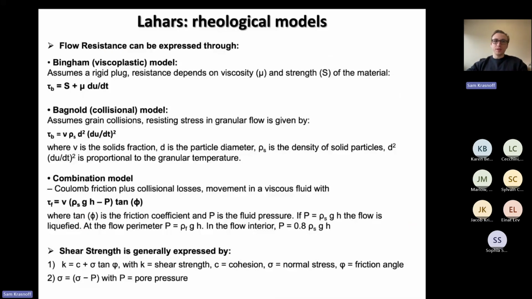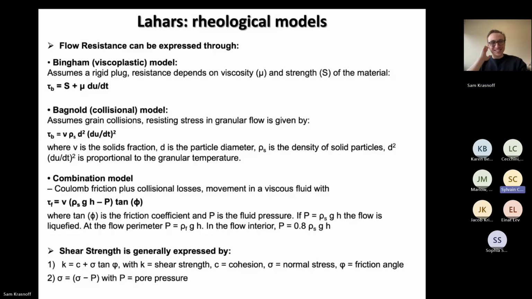Different ways of expressing flow resistance, whether it's the Bingham model, the Bagnold model, or some combination of the two. But yeah, if you want to look into this more, I recommend reading the original papers or anything that uses or expands on something like a viscoplastic model, unless you have anything else to say, Sylvan.